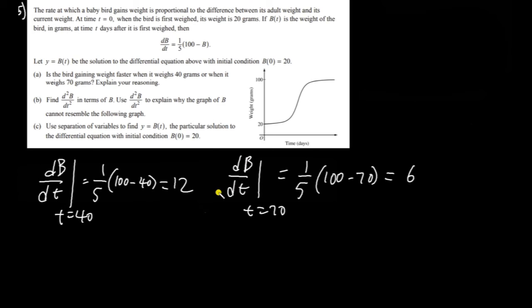Part B. Find the second derivative of B in terms of B. Use the second derivative to explain why the graph of B cannot resemble the following graph. So this graph here is wrong, and they're asking you to use the second derivative to show why it's wrong. The first thing we'll do is start by finding the second derivative. Then we'll deal with this whole graph business.